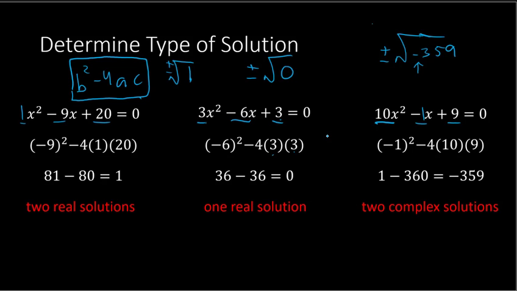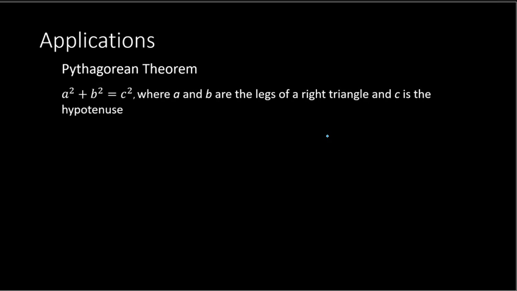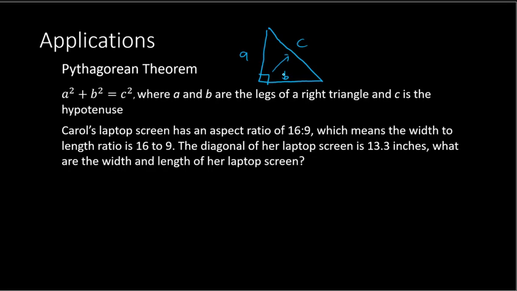Now to finish off the lesson, we're going to work through two different application problems. The first one is using the Pythagorean theorem. So make sure you remember the Pythagorean theorem. You learned this back in geometry. This theorem says that a squared plus b squared equals c squared, and it's used for a right triangle. If you have a right triangle, in that formula, a and b would be the two legs. And then the hypotenuse, which is across from the right angle, is your c value. So if you have that memorized, here's an example using the Pythagorean theorem.